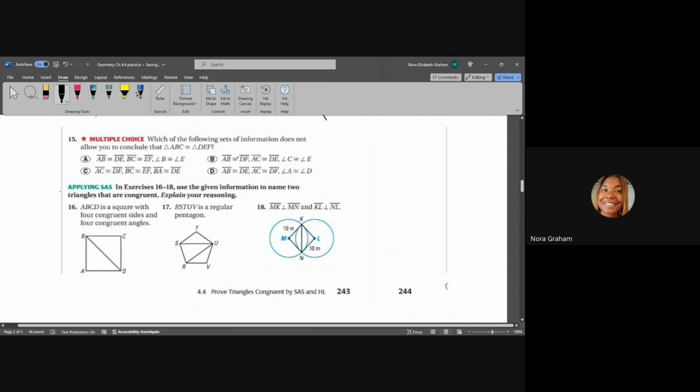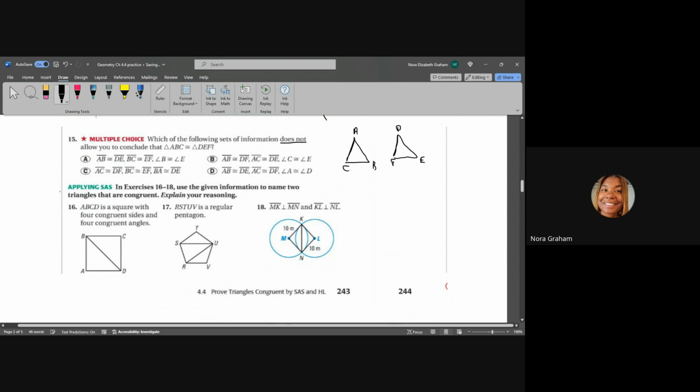But for 15, it says, which of the following sets of information does not allow you to conclude that triangle ABC is congruent to triangle DEF? Again, annotate. We are finding information that does not say these are congruent. So we want it to be false, okay? We're looking for the false answer. I always like to draw a little sketch so we see what we're doing. All right, and so they have triangle A, and then B, and then C, and then we have triangle D, E, and then F.